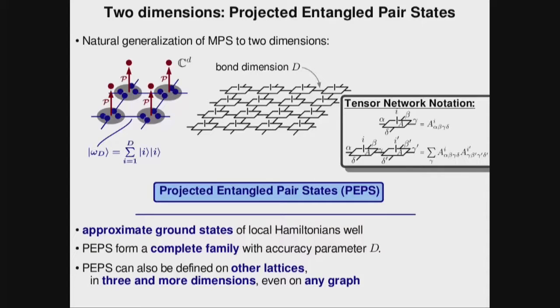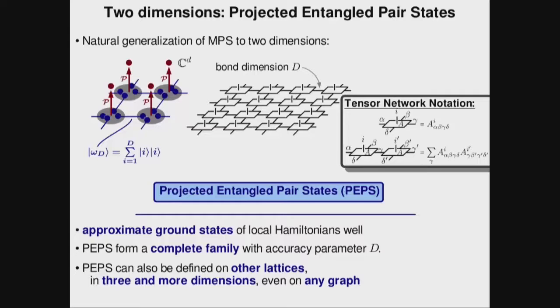Now, it turns out, but I won't really talk much about that, that these states, also with less tight bounds, also approximate ground states of local Hamiltonians well. They again form a complete family, and if you think in terms of the teleportation picture, it's again clear. I can place a whole state in the middle and use the entanglement to teleport it everywhere.